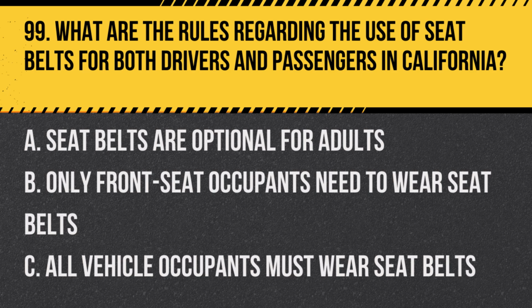Question 99. What are the rules regarding the use of seat belts for both drivers and passengers in California? A. Seat belts are optional for adults. B. Only front seat occupants need to wear seat belts. C. All vehicle occupants must wear seat belts. Answer C. All vehicle occupants must wear seat belts. This is a basic safety requirement.